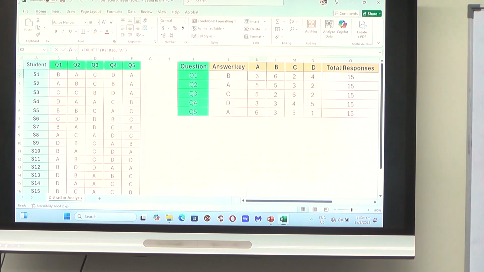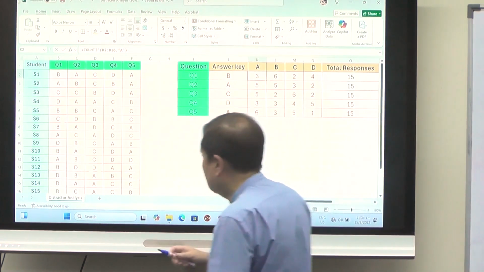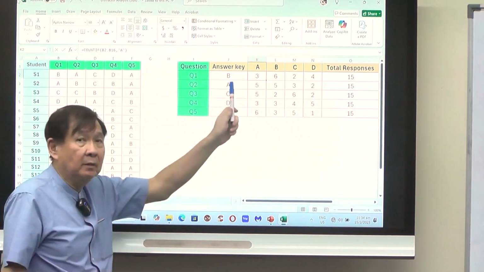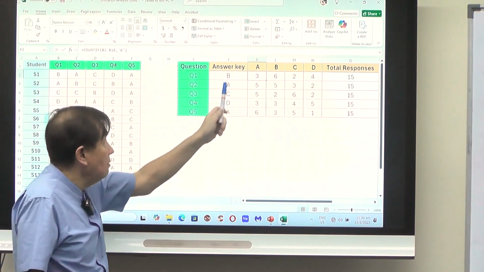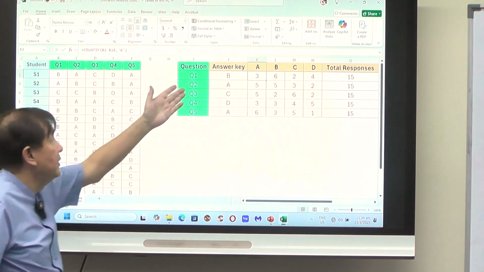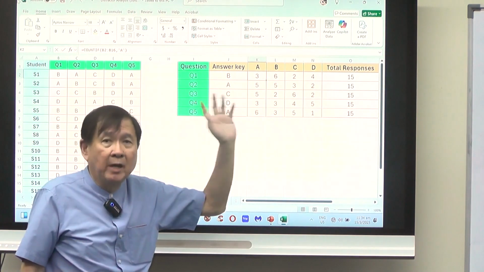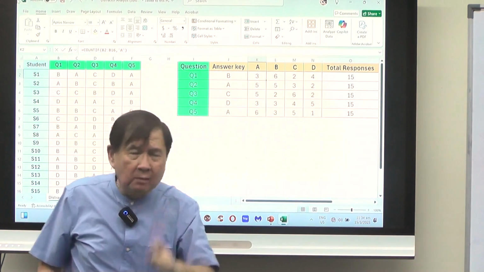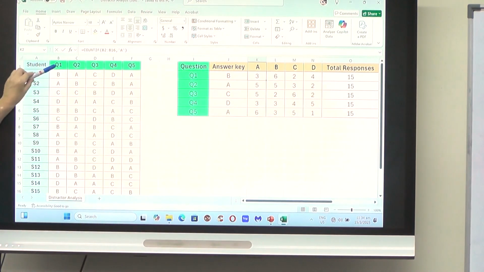Now, look at it. What does that mean? I'm looking at question 1. Am I right? Question 1, you got A, B, C, D. Fair enough. I know that the key is B. Answer is B. So A, of course, is a distractor. Correct? I will pick out this question number 1. Among all the students here, how many of them have chosen A?